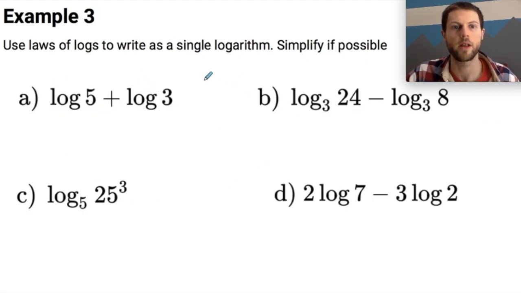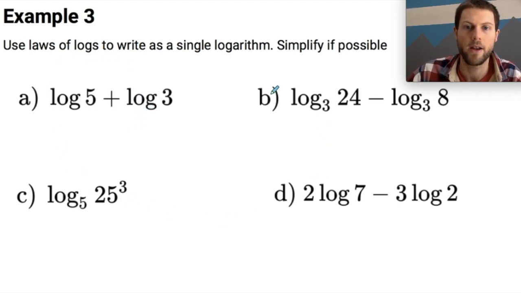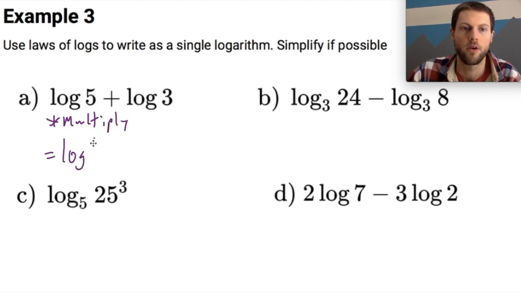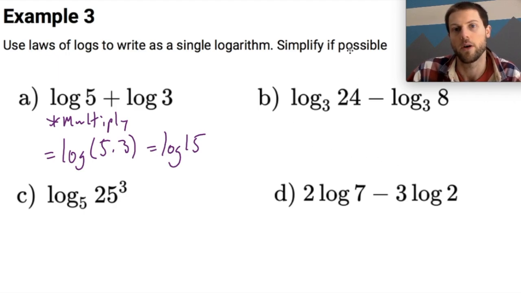I want to use my laws of logarithms to combine all this into one log and simplify if possible. So over here I have a sum between these 2 logs, so I'm going to multiply. I'm going to use the multiplication property. So this becomes log of 5 times 3, which is equal to the log of 15. All right, that's one. That was easy.